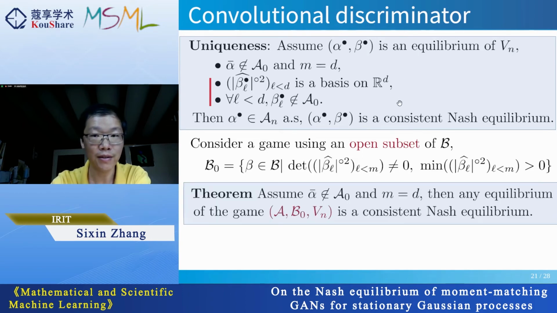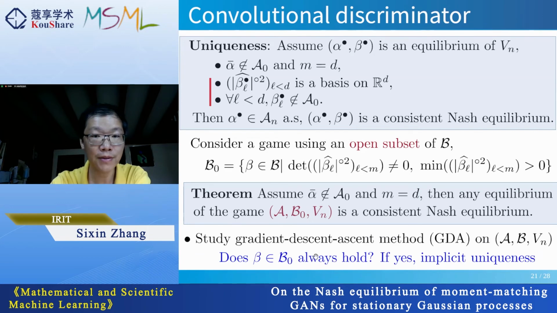And under this uniqueness result, we can say that the Nash equivalent of this subGAN with this subset beta 0 is a consistent measure. So this is the uniqueness. This motivates us to study whether, in practice, gradient descent algorithms always respect this, that is, if it starts from beta 0, whether it stays in beta 0 or not. And we will see numerically what happens.